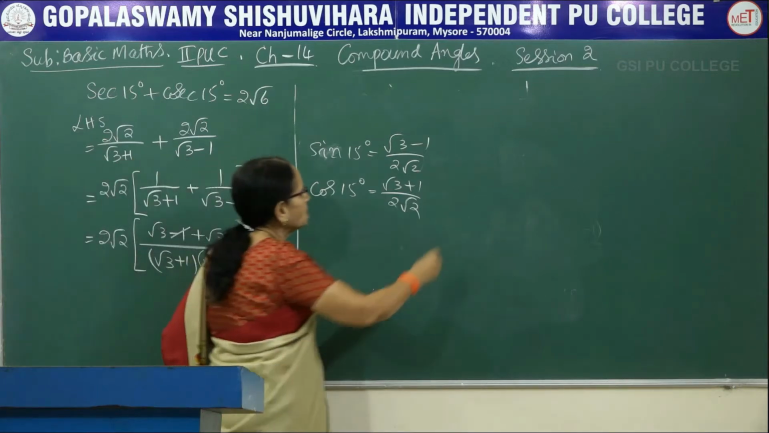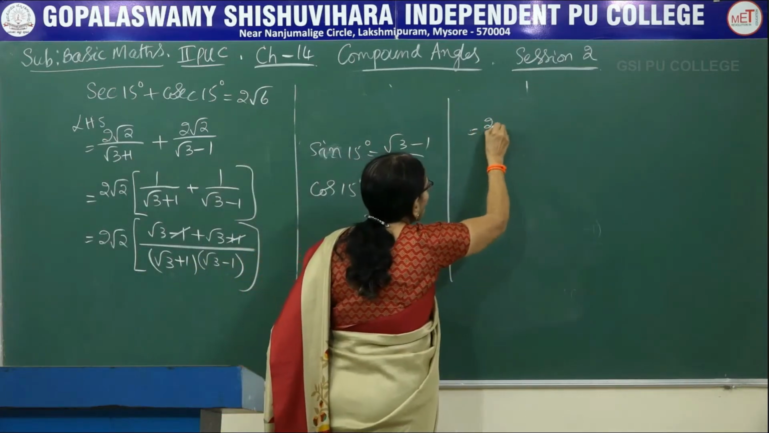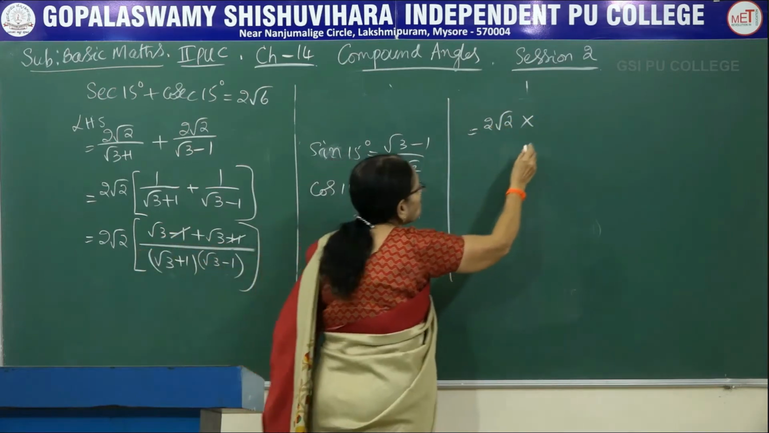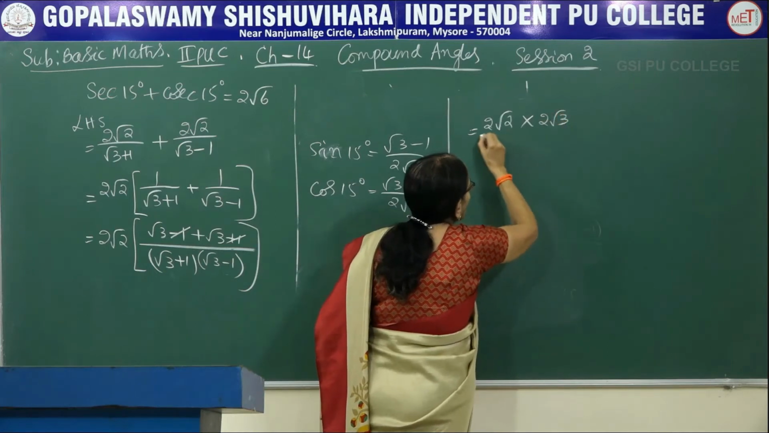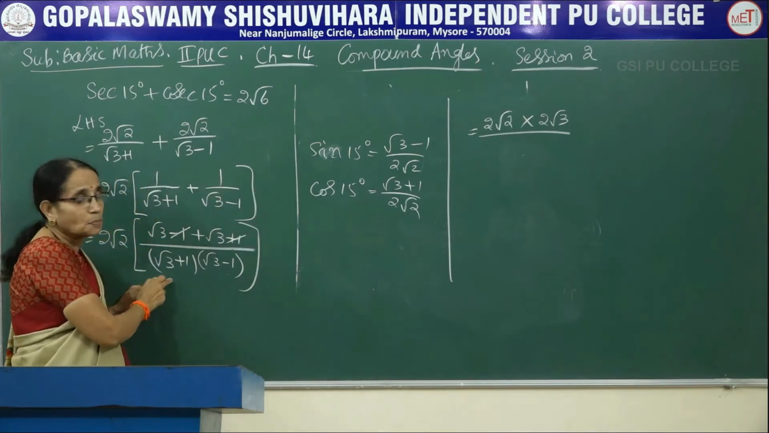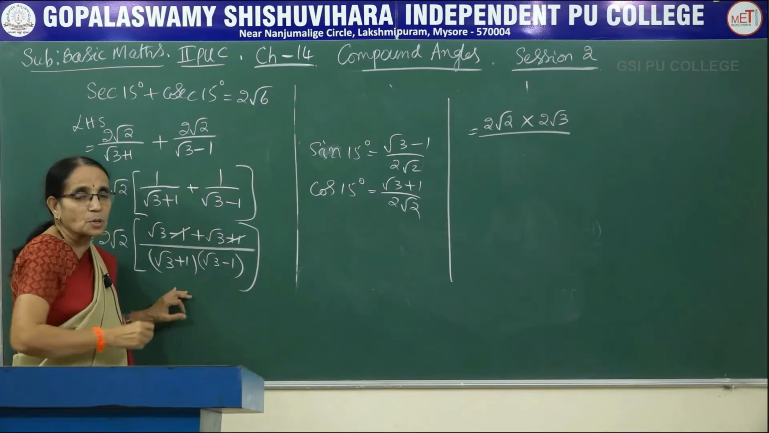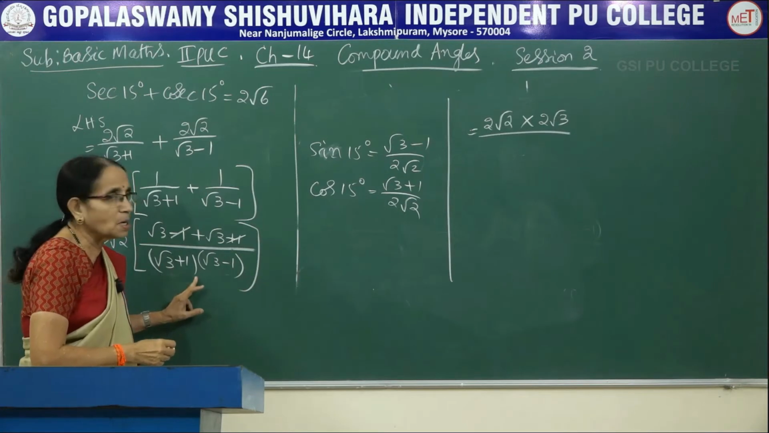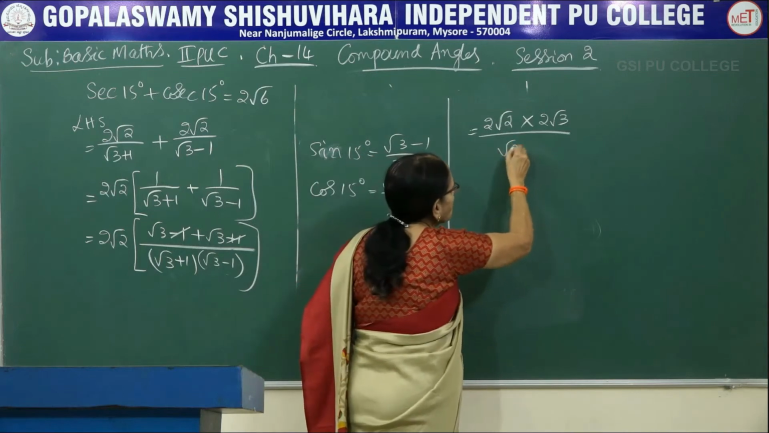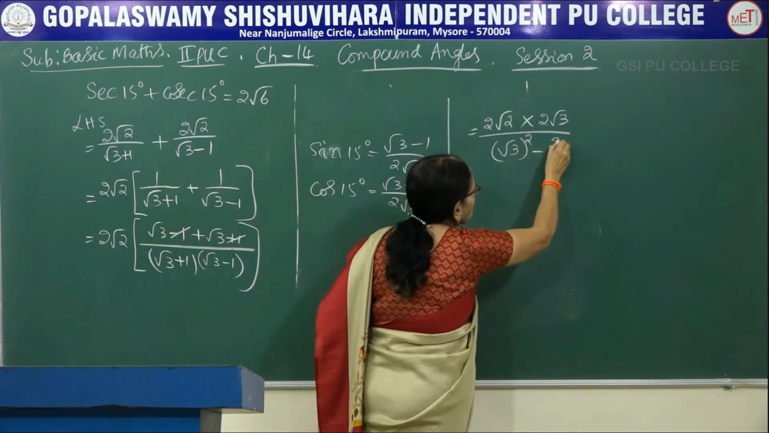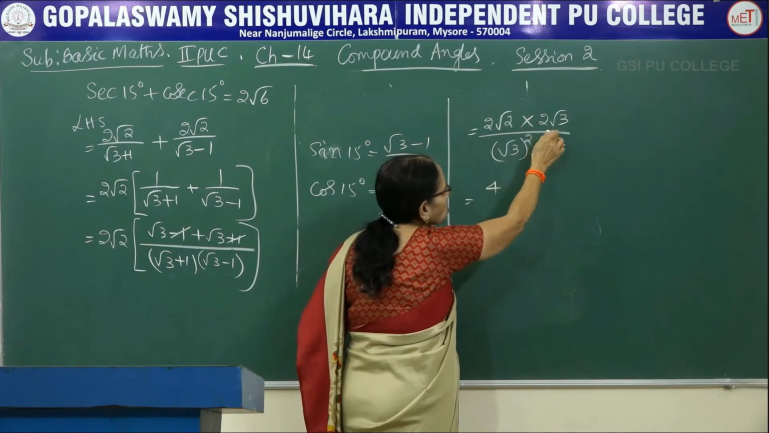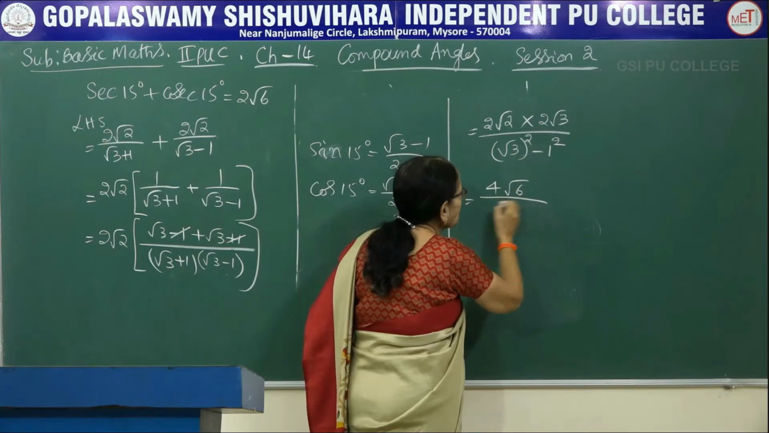Now let me do the remaining calculation. This would be equal to, outside I am having 2 into root of 2. Root 3 plus root 3, how much is that? 2 root 3 divided by, look at the denominator: we are having (root 3 plus 1) into (root 3 minus 1). Which formula does it resemble? (A plus B) into (A minus B), that means A square minus B square is the algebraic formula. Now 2 into 2 that is 4, root 2 into root 3 that is root 6.